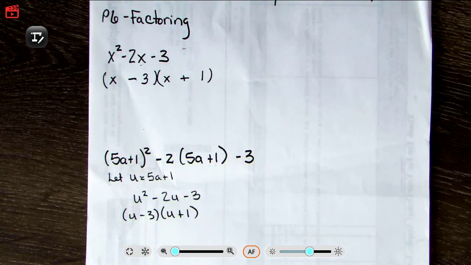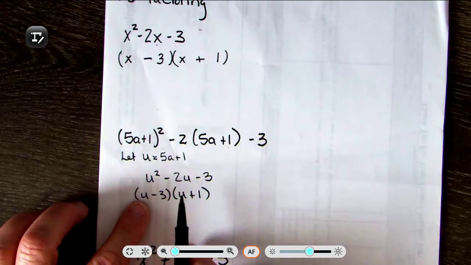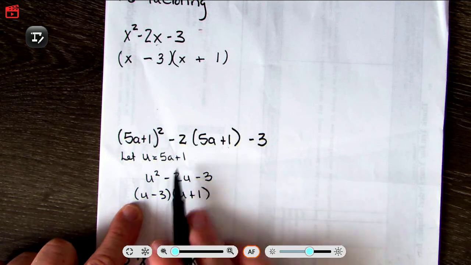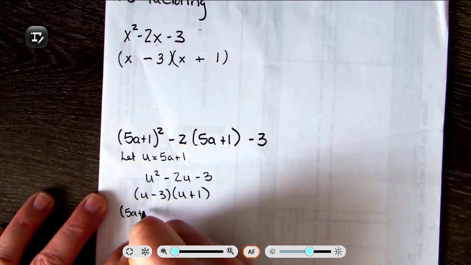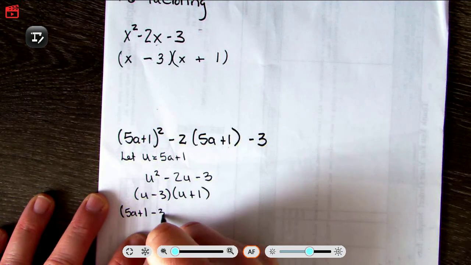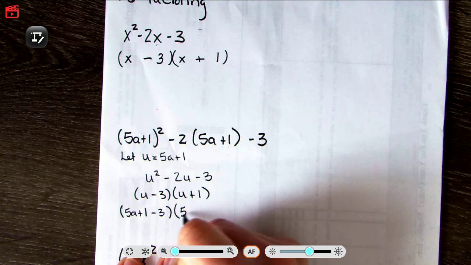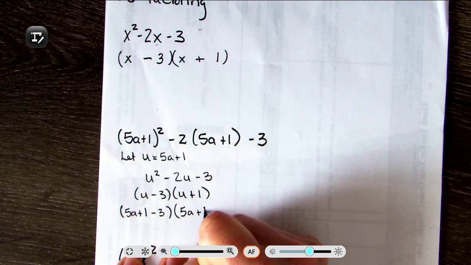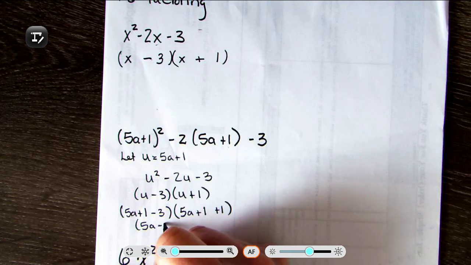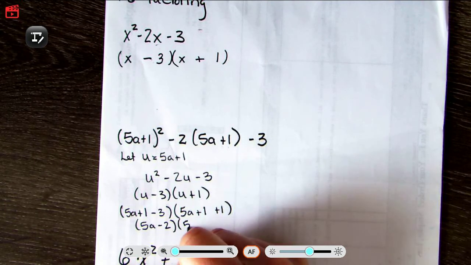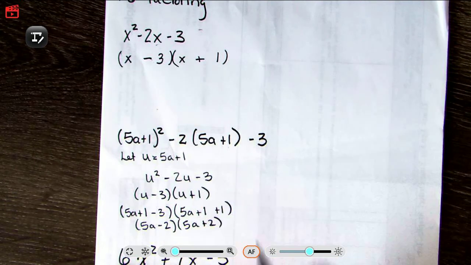But now we have to make sure to go back to our original problem. And we're going to replace that u back with the 5a plus 1. So this is going to be 5a plus 1 minus the 3, and 5a plus 1 plus my 1. Combining my like terms, 5a minus 2 and 5a plus 2.